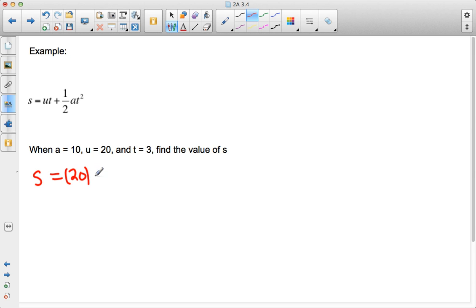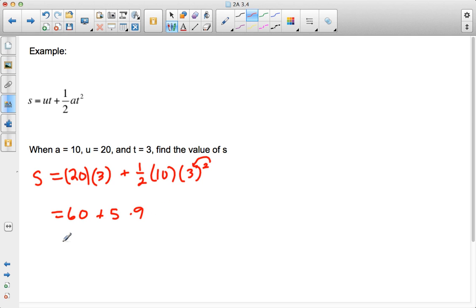So in this case I have 20 times 3 plus 1/2 times 10 times 3 squared. Alright, so looking at the order of operations here, 20 times 3 is 60. And then I have 1/2 times 10 times 3 squared. In this case, this squared is just attached to the 3 itself, so it's 3 squared. I'm going to go ahead and do that. So I have 1/2 times 10, which is 5, times 9.